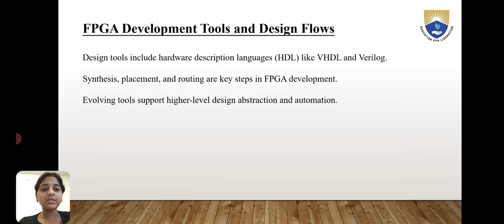FPGA development tools and design flows. Design tools include hardware description languages, HDL, like VHDL and Verilog. Synthesis, placement and routing are key steps in FPGA development. Evolving tools support higher level design, abstraction, and automation.